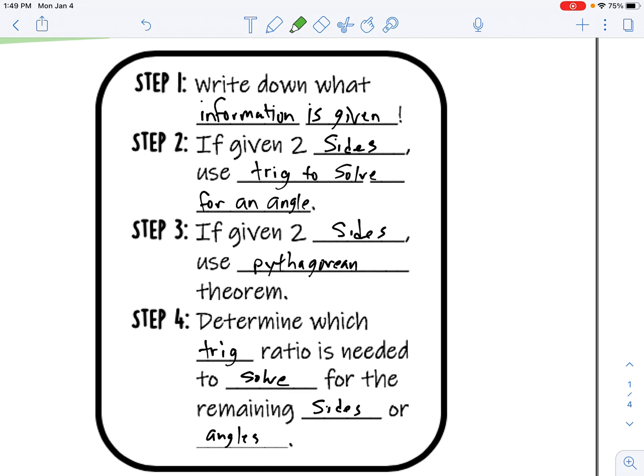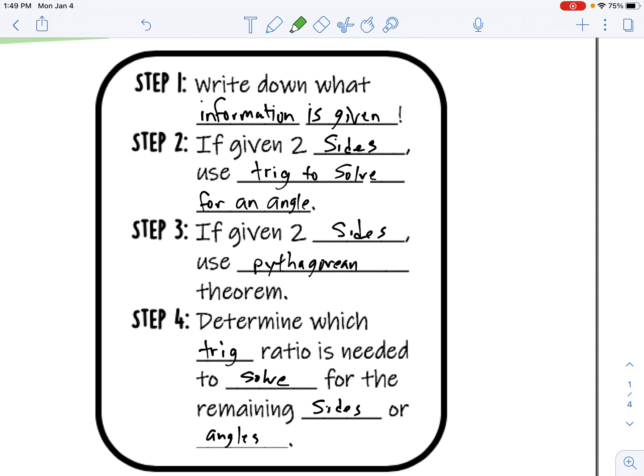So the first thing I like to do is write down what information is given, figure out, all right, this is what I have, because to get started on any of this, you're going to be given a right triangle, 3 sides, 3 angles. They're going to give you 3 bits of information. You have to find the other 3 bits of information, okay? So write down that information.